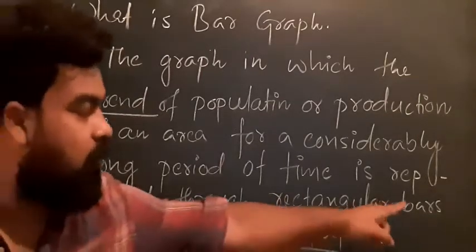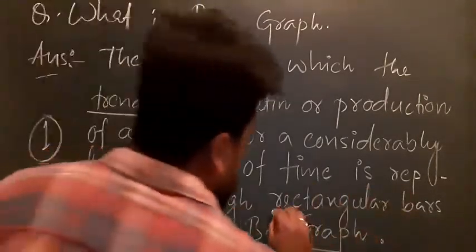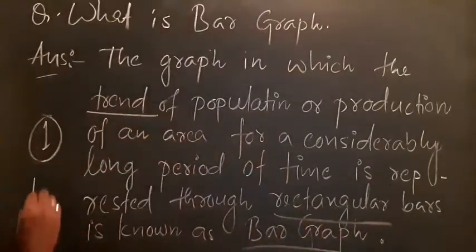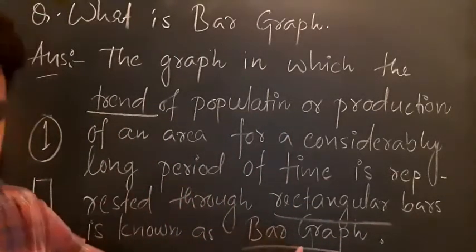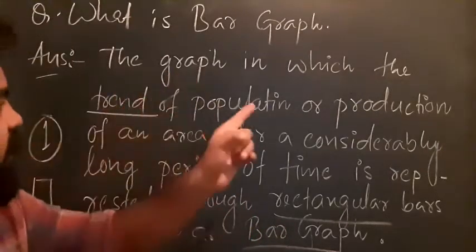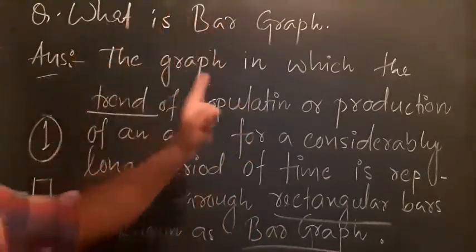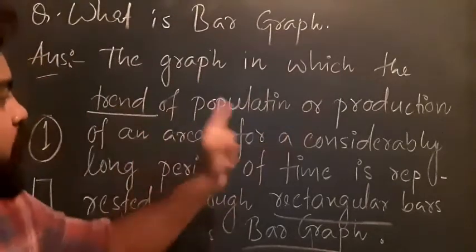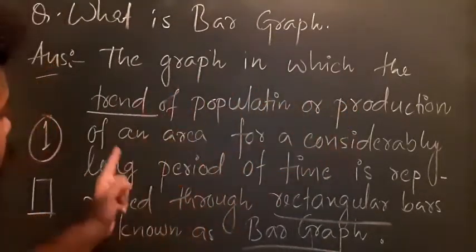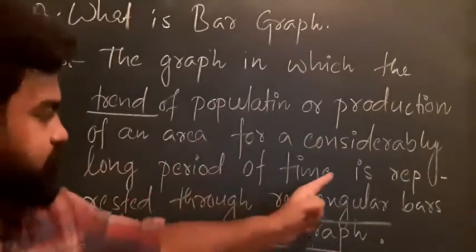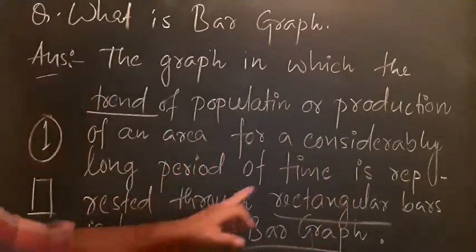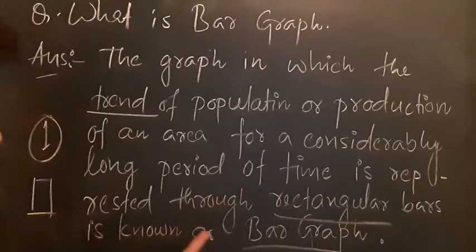So a long period of time is represented through rectangular bars. Do you know the meaning of rectangular bars? Bars are already rectangular like this, right? Rectangular bars is known as the bar graph. Okay, you have to remember. So I am repeating: what is a bar graph? The graph in which the trend of population or production of an area for a considerably long period of time is represented through rectangular bars is known as the bar graph.